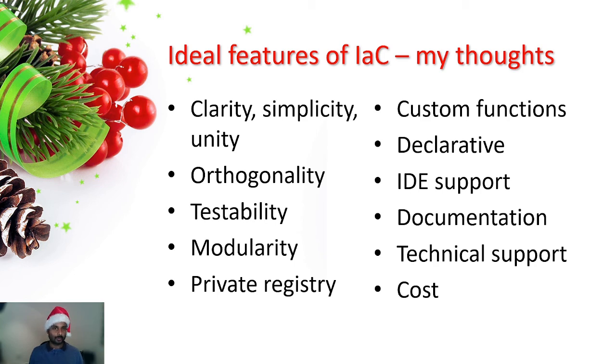Orthogonality, we do not want B to change when we wanted to change A. So the example being, when you change A, B doesn't change, or there's no unintentional change. So for that reason, orthogonality is very important. Testability, we discussed this. We should be able to test our IaC code, and we should be able to modularize it and share in a private registry when we are working at scale, as we discussed.